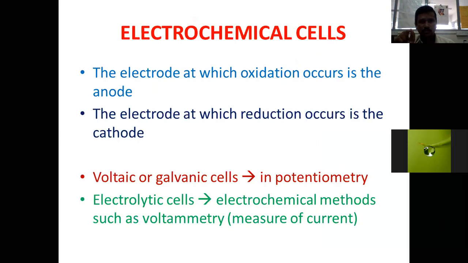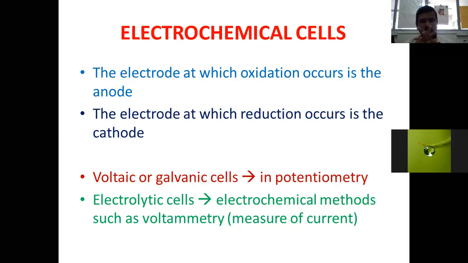Anode is the electrode, whatever the electrochemical cell, whether you take galvanic or voltaic types of cells or electrolytic cells. Whatever the electrochemical cell you employ, if oxidation is the chemical reaction taking place, the electrode must be the anode. And if the electrode is responsible for the reduction reaction, then the electrode is called the cathode.